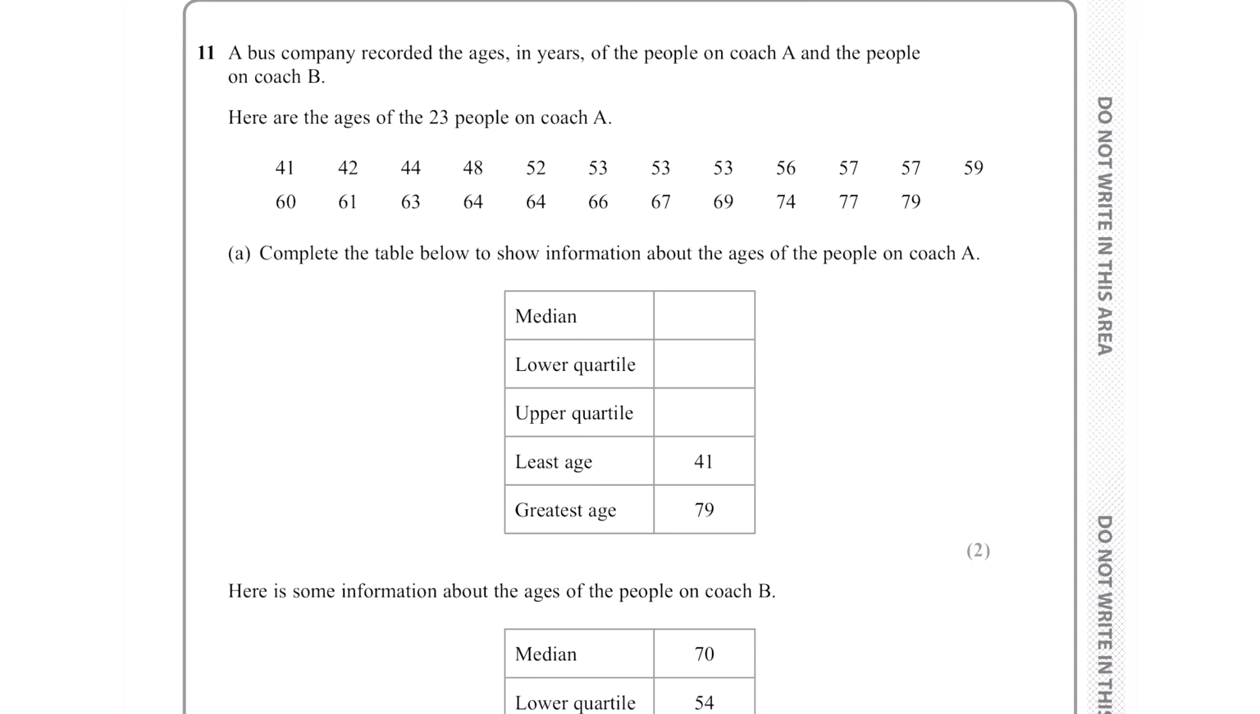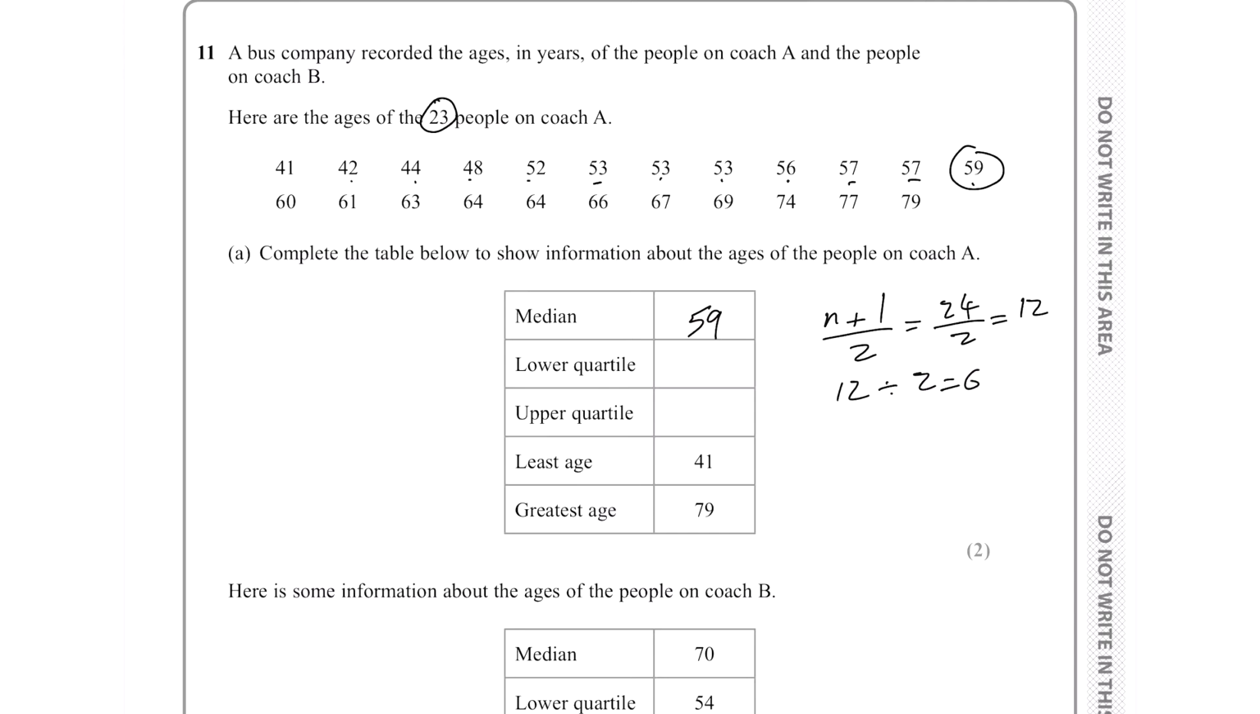So to find the median, we can just do n plus 1, divided by 2. Now n is the number of people, that's 23. So that becomes 24 over 2, and that becomes 12. So the 12th position in the data is the median. If you count from left to right, that's 1, 2, 3, 4, 5, 6, 7, 8, 9, 10, 11, 12. That's the median.